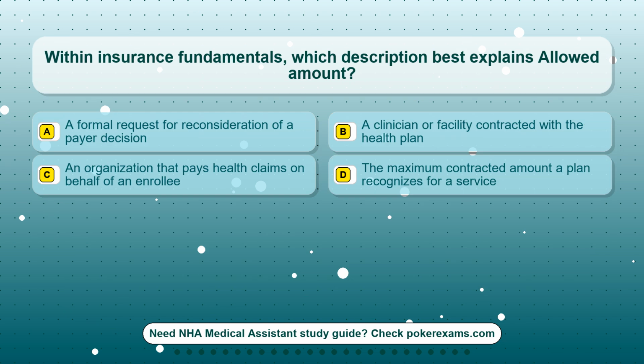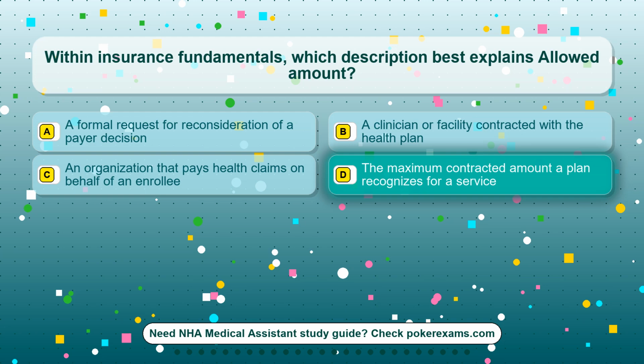Question 24. Within insurance fundamentals, which description best explains allowed amount? Option A, a formal request for reconsideration of a payer decision. Option B, a clinician or facility contracted with the health plan. Option C, an organization that pays health claims on behalf of an enrollee. Option D, the maximum contracted amount a plan recognizes for a service.